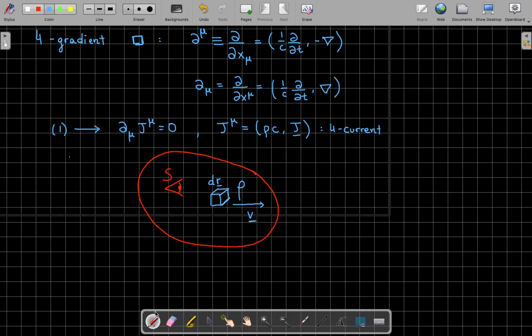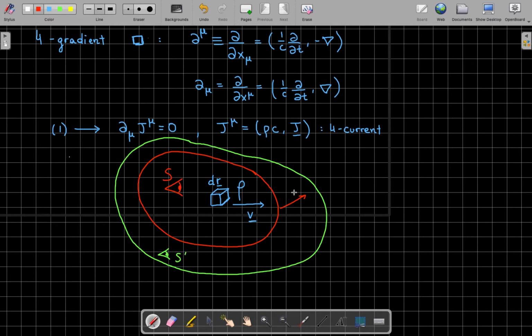Now, I also have, as I said, another frame, which I will call S prime. And relative to S prime, S is moving with, say, a velocity u, right? And these don't necessarily have to be collinear, so they can be in different directions.